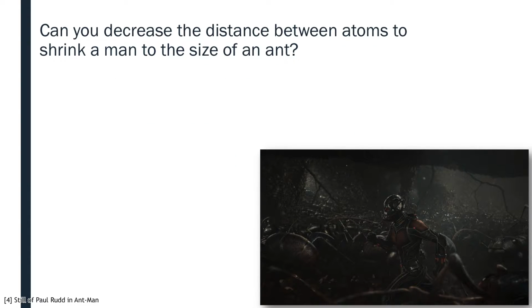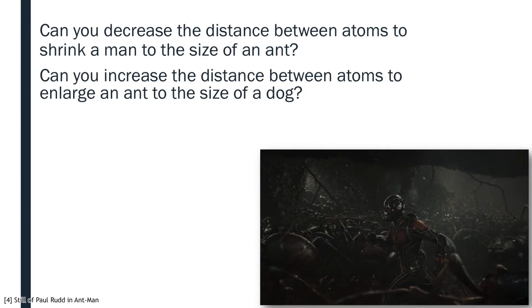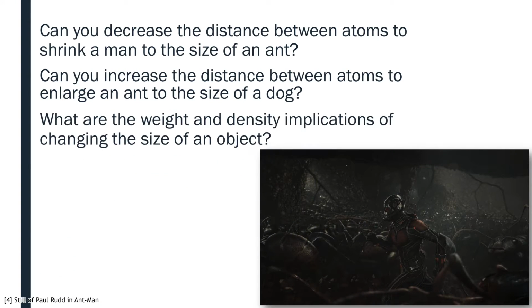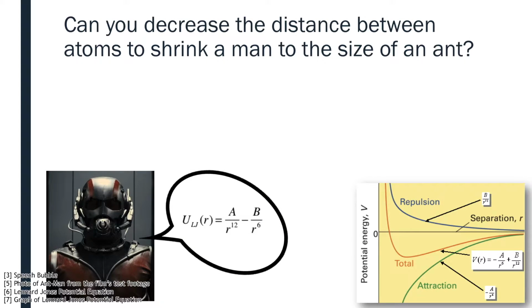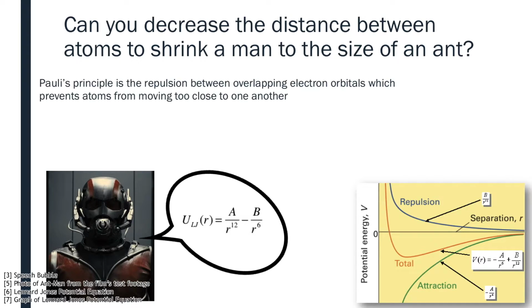First, we're going to ask, is it possible to decrease the space between atoms to shrink to the size of an ant? Then, what happens when you increase the space between the atoms, like in the movie when an ant is enlarged to the size of a dog? And finally, what are the weight implications of changing an object's normal size? To answer this question, you must first appreciate the forces acted upon atoms from both covalent bonds and intermolecular forces.